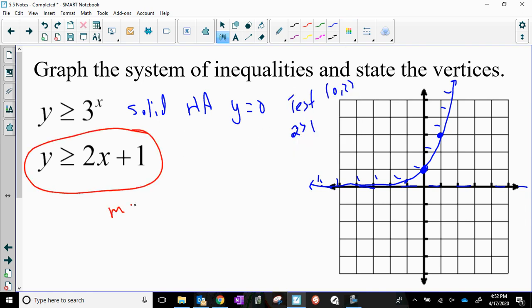It's a line with a slope of 2 and a y-intercept of 1. It is also solid. A good test point would be something that's not on the line, either above or below the y-intercept. That's (0, 0). Is 0 bigger than 1?